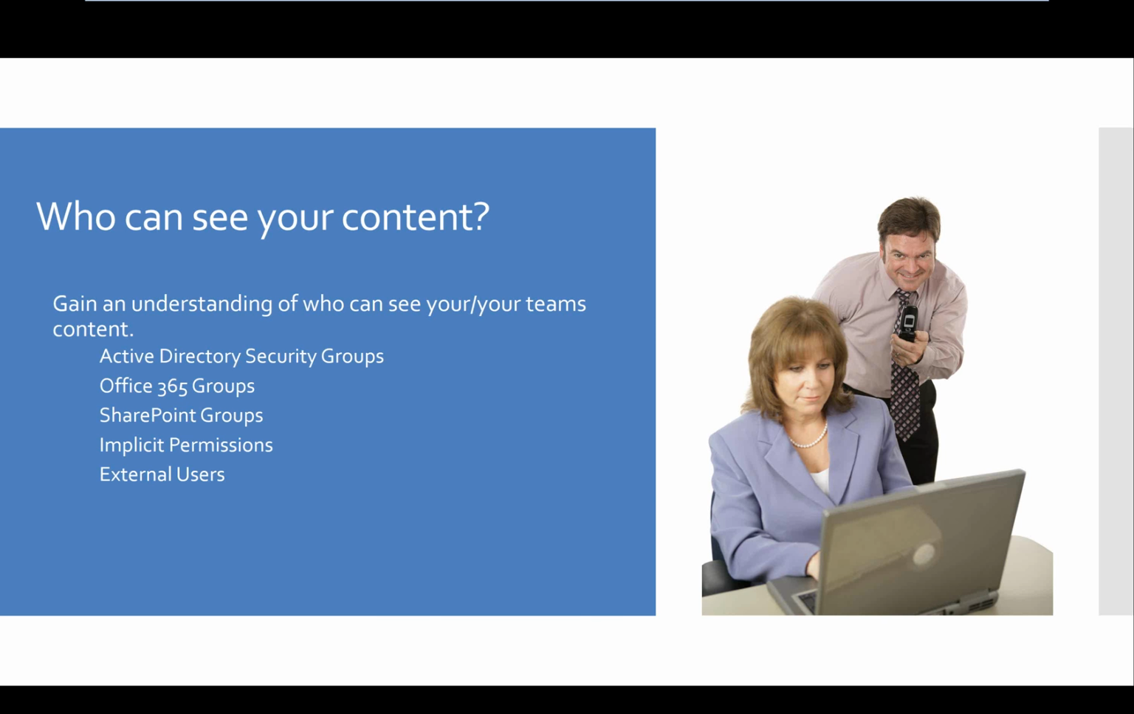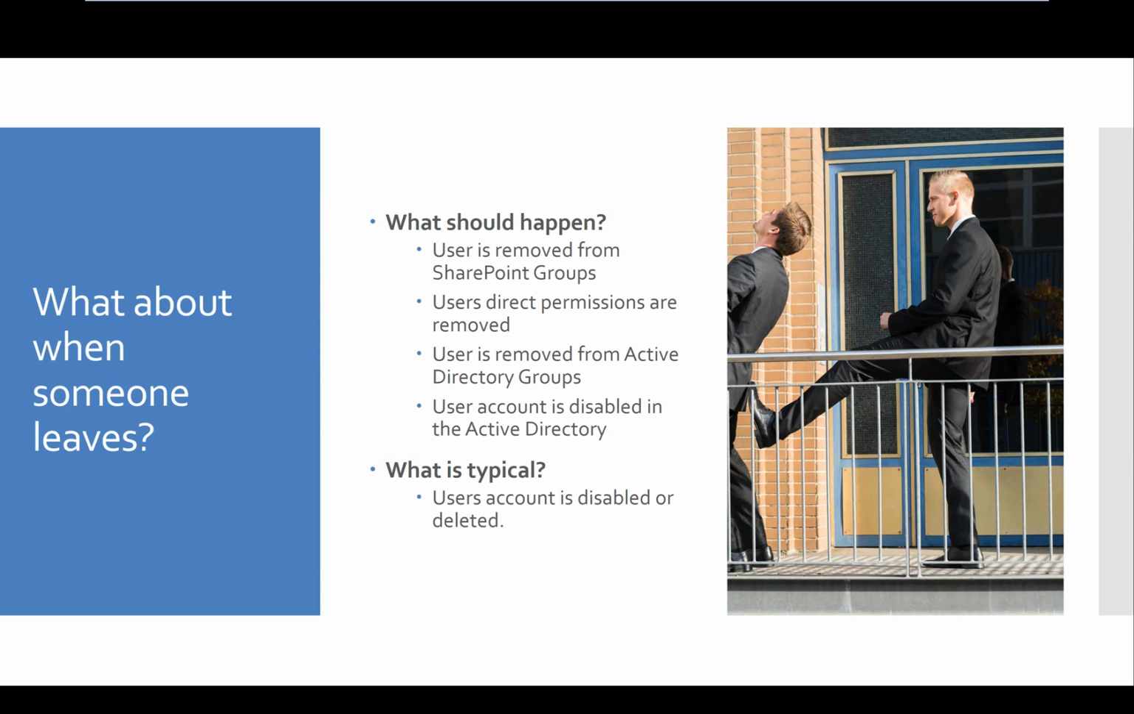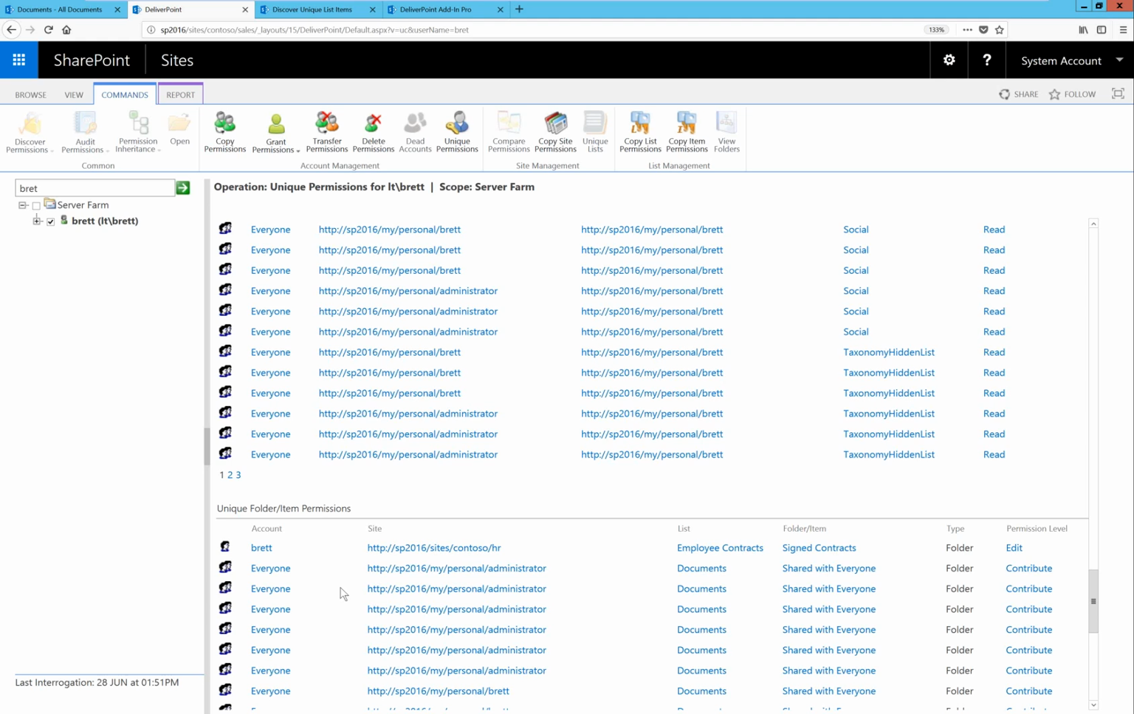Okay, so better reports. What about when a user leaves the organization? So like I said, when a user usually leaves the organization, what should happen is we take away their direct permissions, we take away their SharePoint group memberships, we disable them inside the Active Directory, and we take them out of the Active Directory groups. In practice, that doesn't always happen. Sometimes the account is just simply disabled inside the Active Directory. And when that occurs, like I say, it can lead to some confusion. The user is now effectively a dead account, but they're still going to show inside the permission reports.